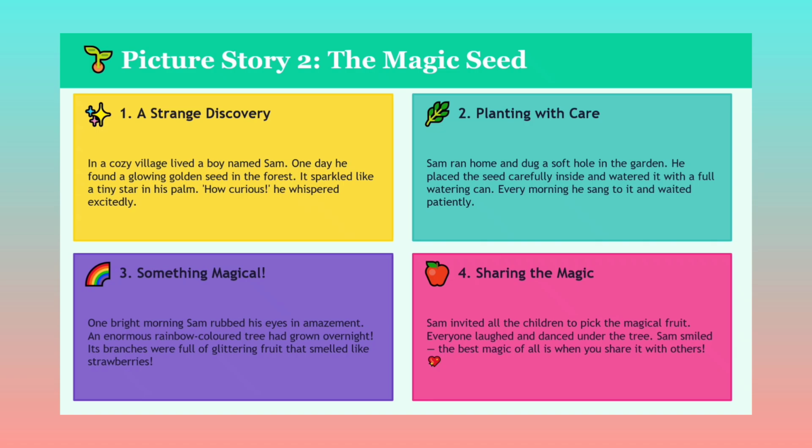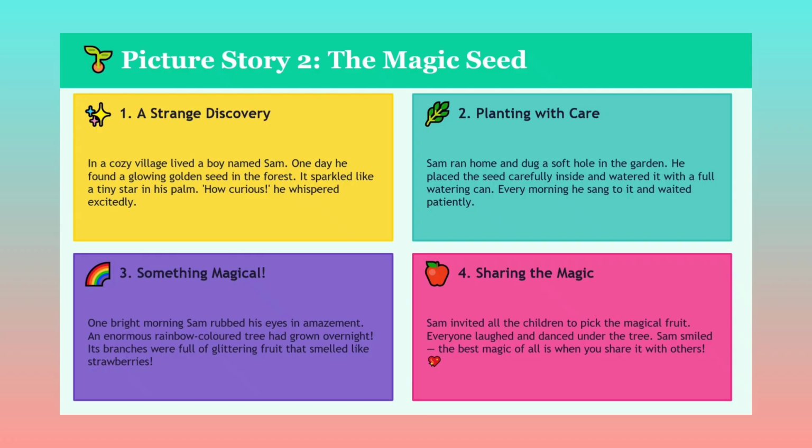The third step, something magical. One bright morning, Sam rubbed his eyes in amazement. An enormous rainbow-colored tree had grown overnight. Its branches were full of glittering fruits that smelled like strawberries.